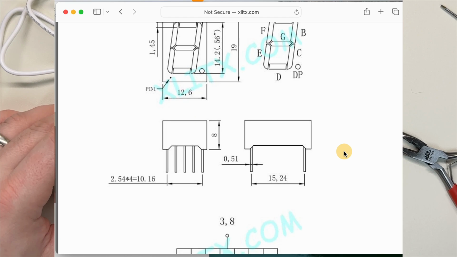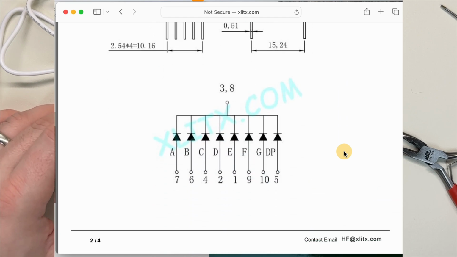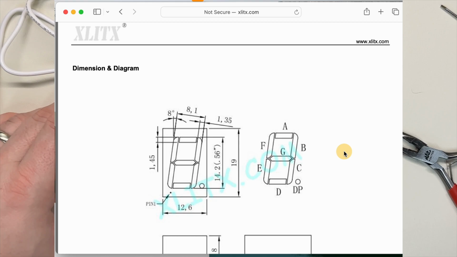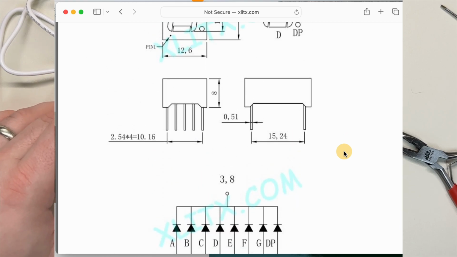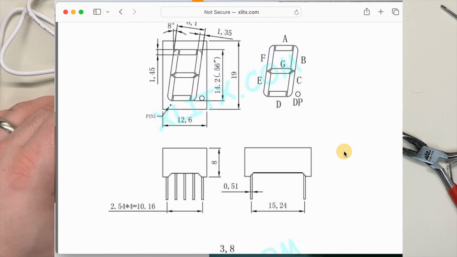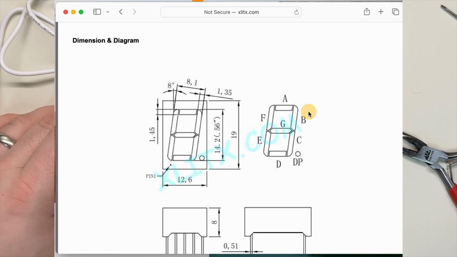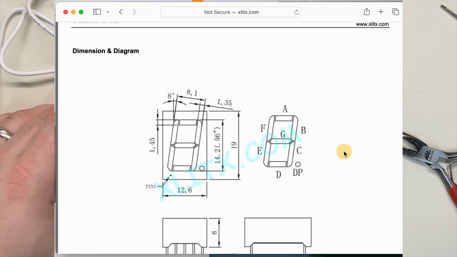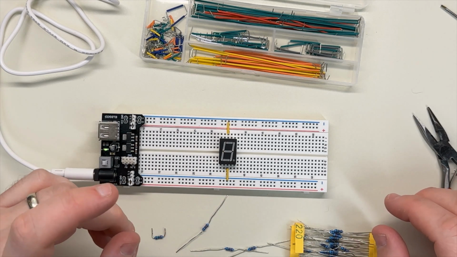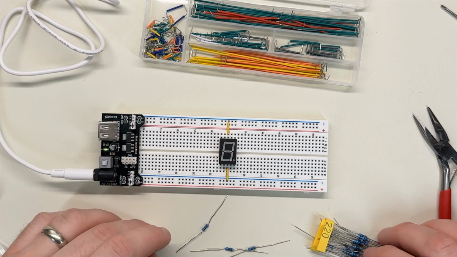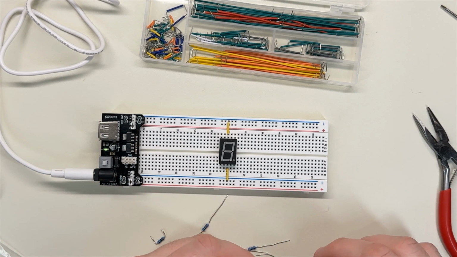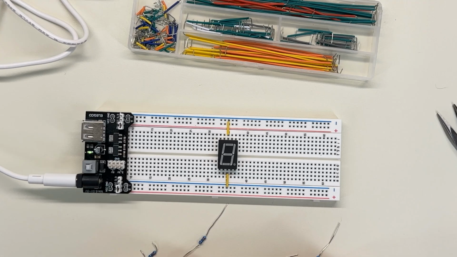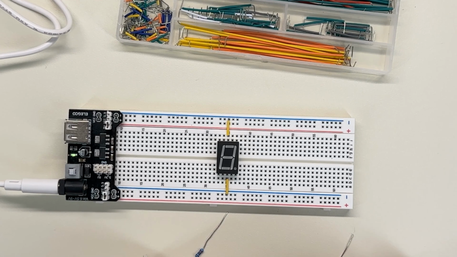No, that does not match the diagram. Oh, right. Of course. I don't know why they do these things. They have segments A, B, C, D, E, F, G, right? But they're not wired that way. Pin 1 is not A, for example. That's very confusing. All right, I think what I'm going to do is wire up resistors for each of the segments and prepare for further circuitry.